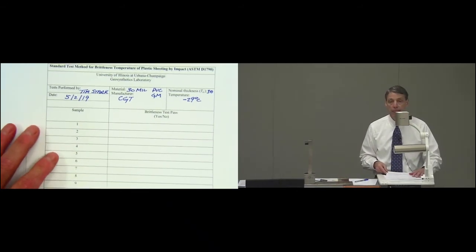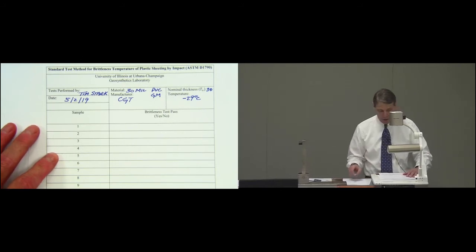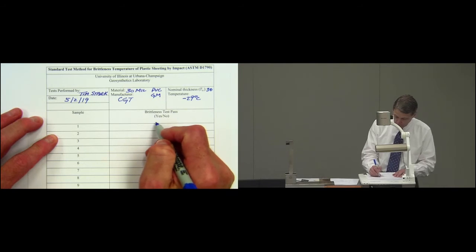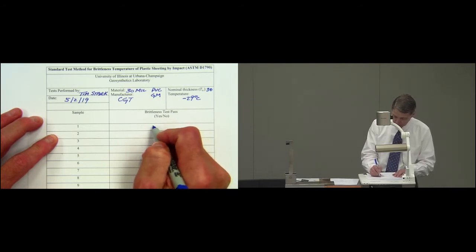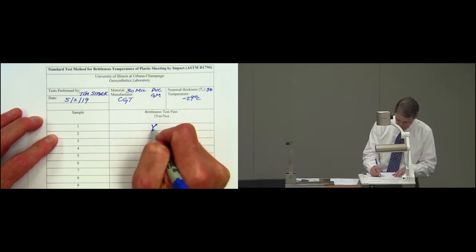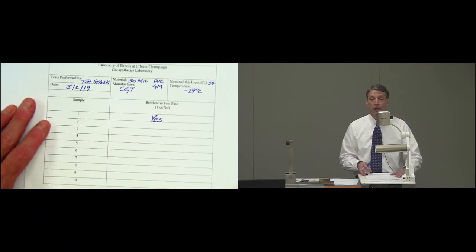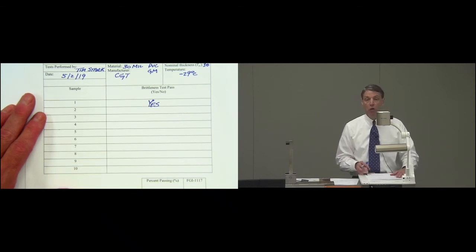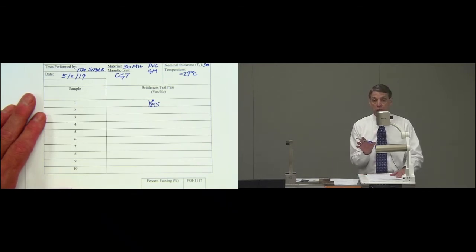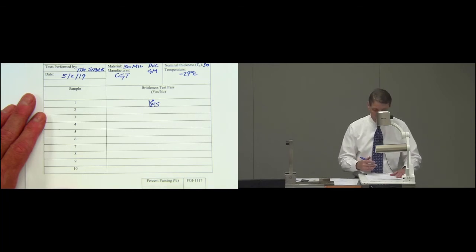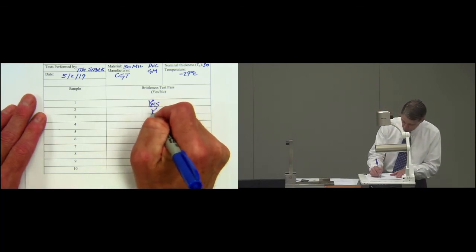The data sheet for the test is shown here. So the test I just ran passed, so brittleness test pass, yes. I will repeat that for 9 more specimens oriented in the transverse direction but taken in the machine direction along the roll. So I will make up some results.